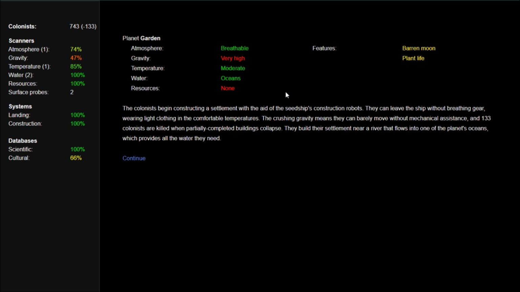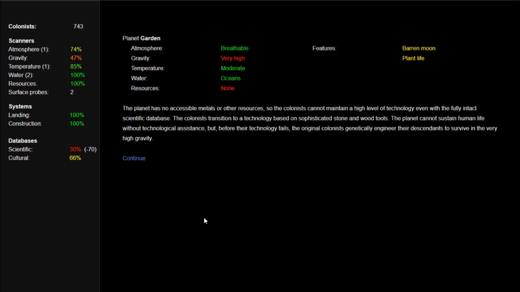They build their settlement near a river that flows into one of the planet's oceans, which provides all the water they need. The planet has no accessible metals or other resources, so the colonists cannot maintain a high level of technology even with the fully intact scientific database. They transition to a technology based on sophisticated stone and wood tools. The planet cannot sustain human life without technological assistance, but before the technology fails, the original colonists genetically engineer their descendants to survive in the very high gravity.